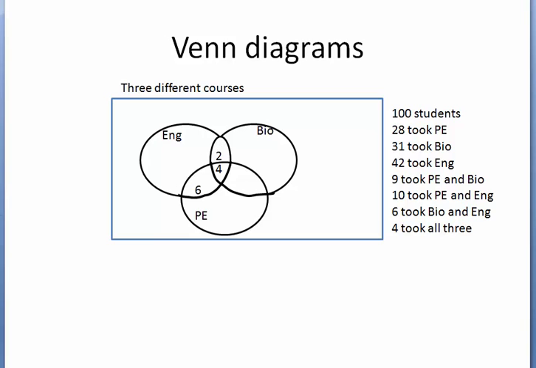Then we just follow up here. 10 took PE and English, so this is the overlap with the PE and the English. We've already got 4 in that area, in that overlap. So to make it 10, we need another 6. So 6 goes in this area. So just continue, and we get this as our final Venn diagram.